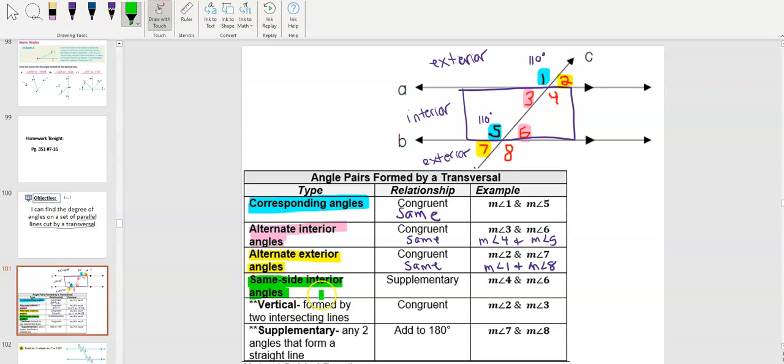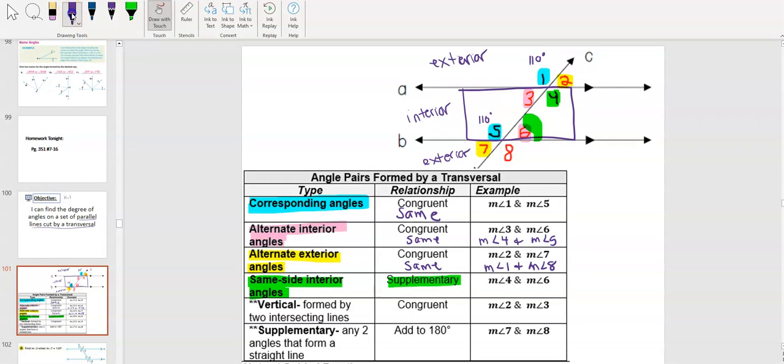Now, same side interior angles are special because they are supplementary, and they're the only pair of angles, of these 4 that we've listed, that are supplementary. So the example we're going to do is angle 4 and angle 6. So I'm just going to color around it, but it's these right here.